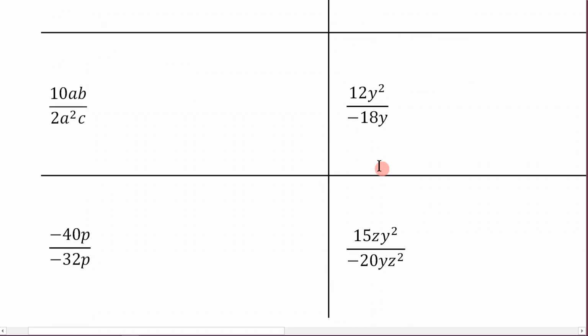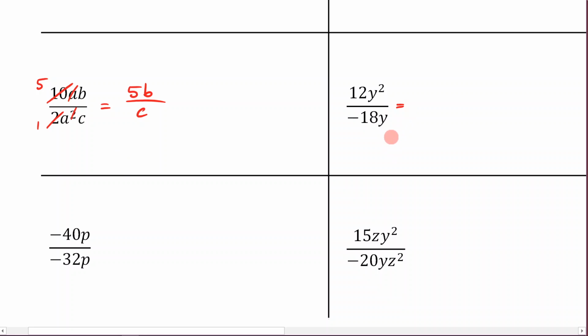Okay, let's come down here now. So here we've got 10ab over 2a squared c. How are we going to answer this? Well, the a here is going to cancel out with one of the a's on the bottom. This 10 and this 2 can both be divided by 2. 10 divided by 2 is 5. 2 divided by 2 is 1, which means I'm going to be left with 5b over, now I've got 1c, but I'm not going to put that 1, I'm just going to put c there, and that's my answer.